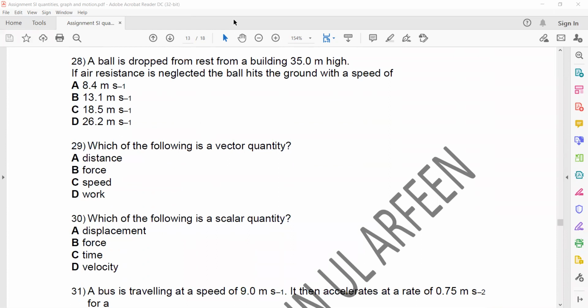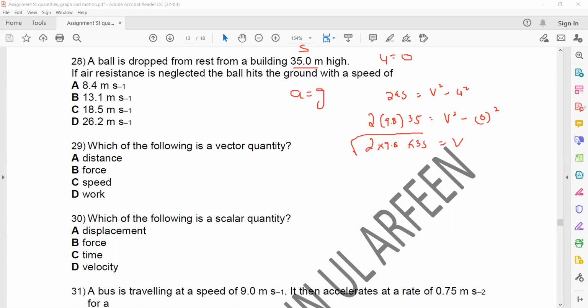In question 28, a ball is dropped from rest from a building which is 35 meters high. So the distance is given. If air resistance is neglected, the ball hits the ground with a speed. It will have an acceleration due to gravity and it drops from rest, so the initial velocity will be 0. We need the final speed. We'll use the formula 2as equals v squared minus u squared. Acceleration due to gravity is 9.8 and the distance is 35. Initial speed is 0, so v is the square root of 2 multiplied by 9.8 multiplied by 35. After solving, it comes out as 26.2. So D is the right answer.